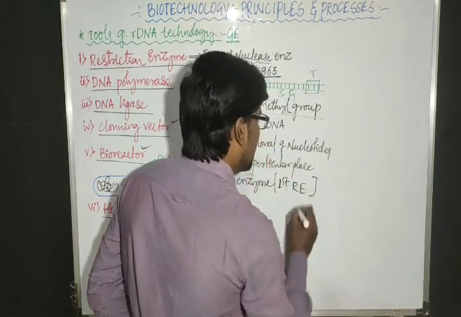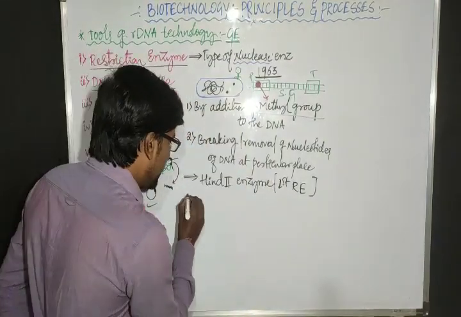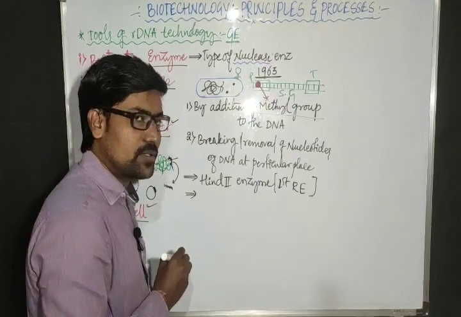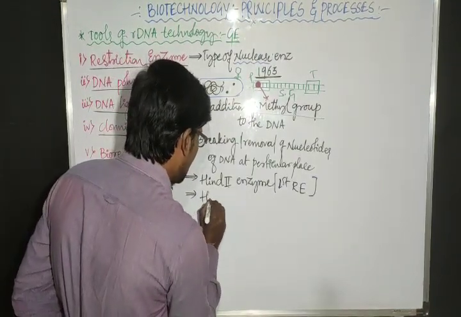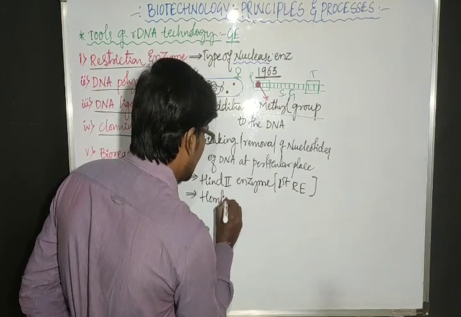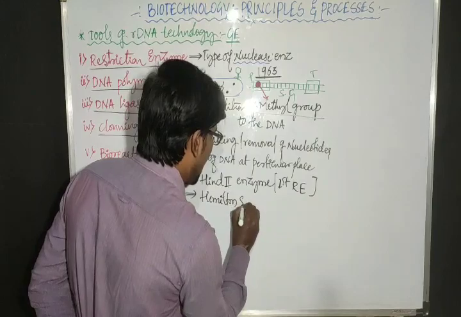It is the first REN. RE means here restriction enzyme. And who observed this one? Who observed this enzyme first? This enzyme was first observed by Hamilton Smith.